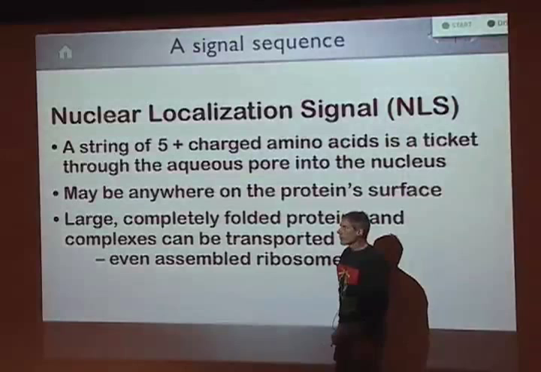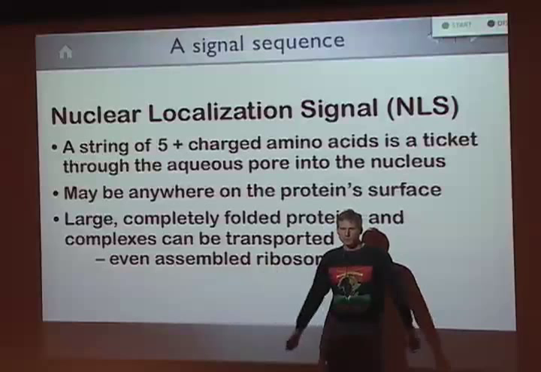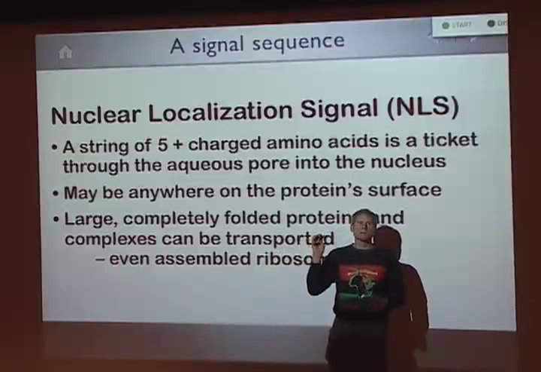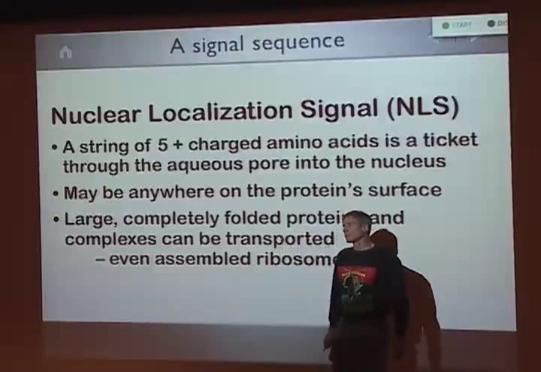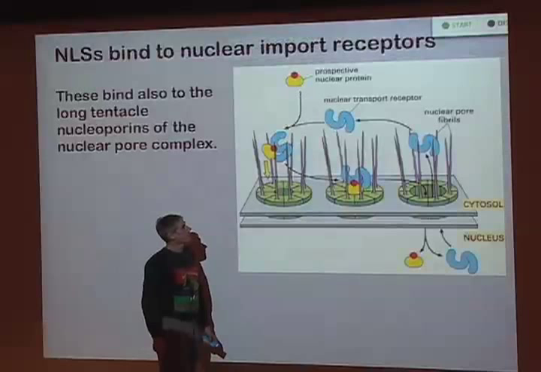Okay, what's the ticket? A string of five positively charged amino acids, lysines or arginines, can be anywhere on the protein. Large protein complexes, if they have this ticket, this positively charged patch, can go through this nuclear pore complex. Even ribosomes, thick stuff, okay? Proteins do not need to be unfolded to go through the nuclear pore complex.